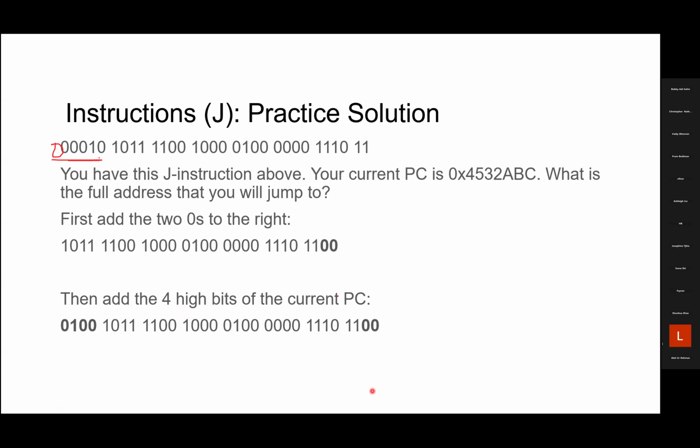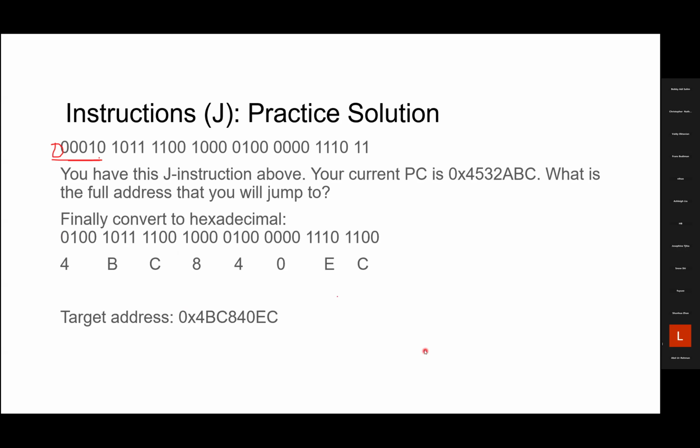It's 4. Since this is hexadecimal, this 4 will be translated to 4 bits of binary, which is 0100. And then you put it on the leftmost side of our address. So in the end, you will get this 32-bit address that we will jump to. Finally, we convert this to hexadecimal. This one becomes 4, this one becomes B, this one becomes C, 840EC. This is just a simple binary to hexadecimal conversion. And then we get our final target address, which is 4BC840EC.